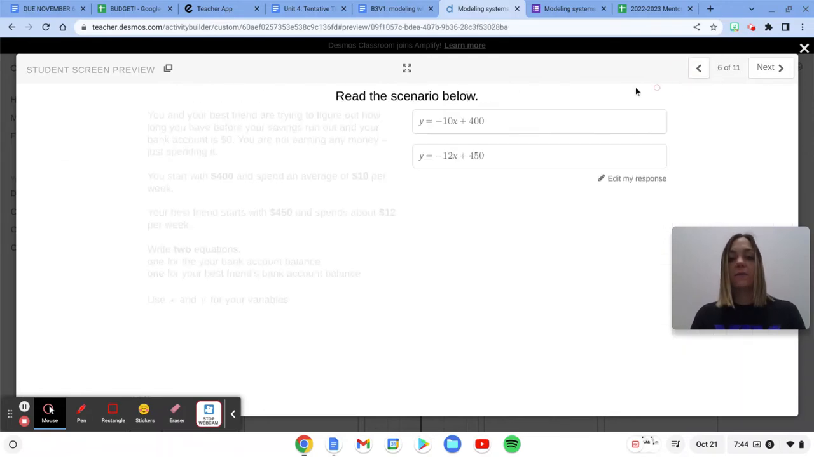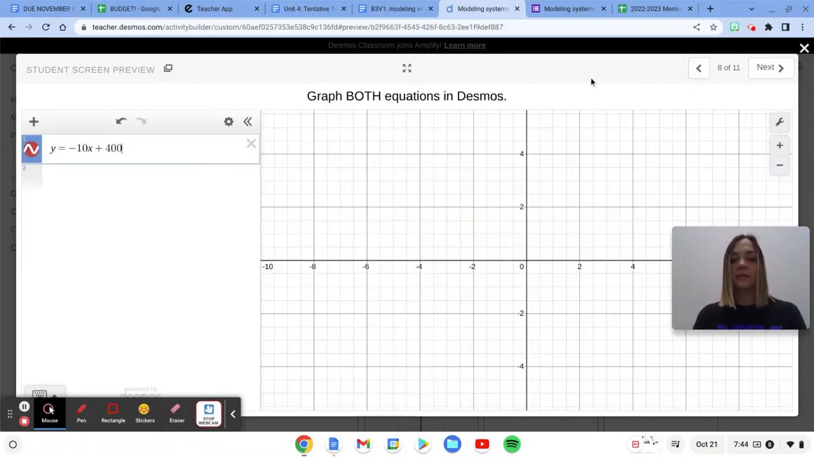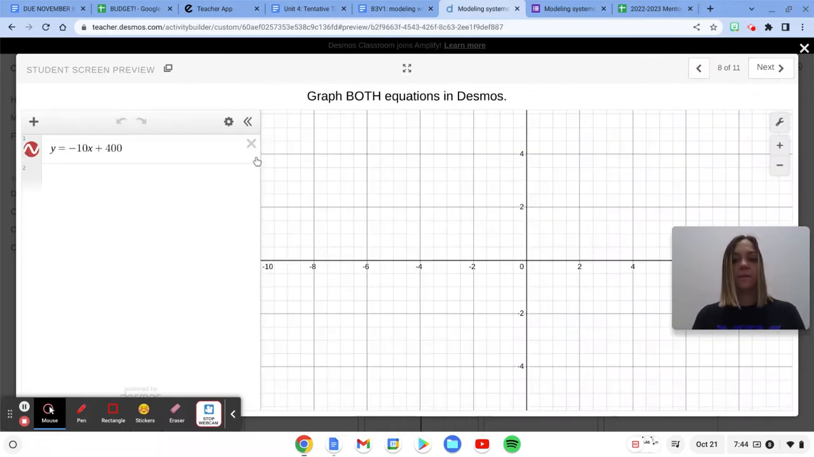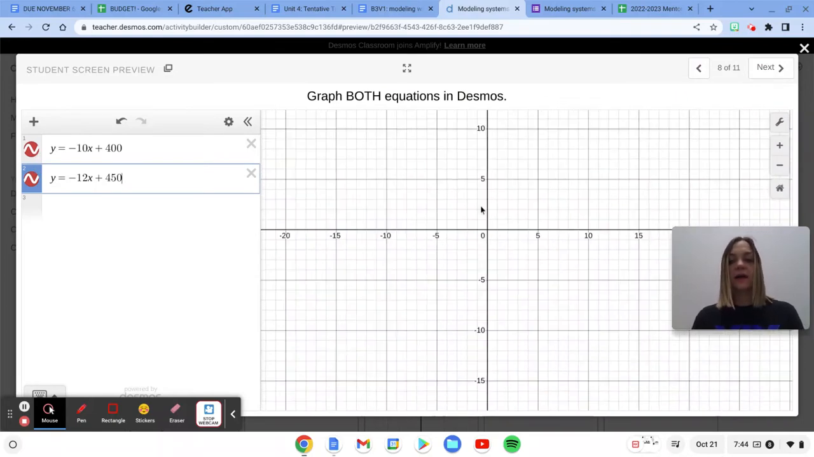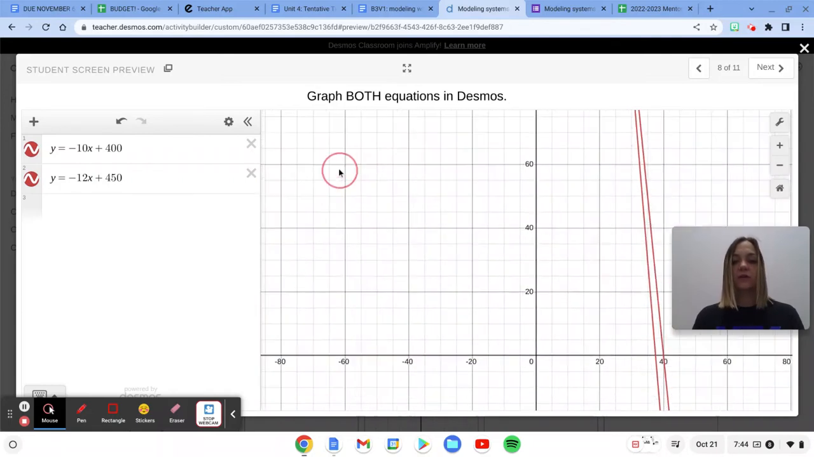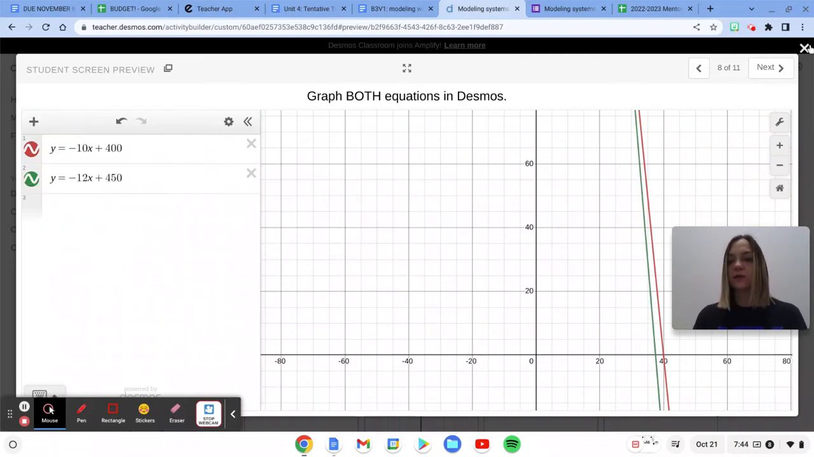Screen 8 says graph both equations in Desmos. So I'm just going to copy and paste these because I find it to be easier than trying to remember what they are. Now I get two red lines, and that's a little bit confusing for me. I like the equation lines to be different colors. So I'm going to click on this little tool gear. I'm going to click on the color, and then I'm going to choose a different color just to help me distinguish what's going on here.